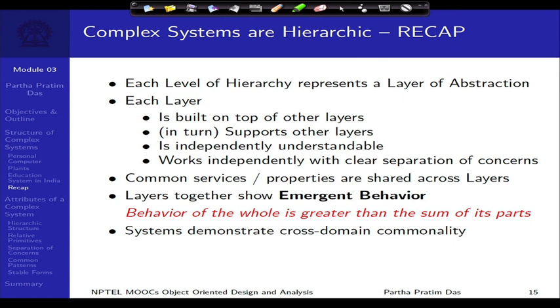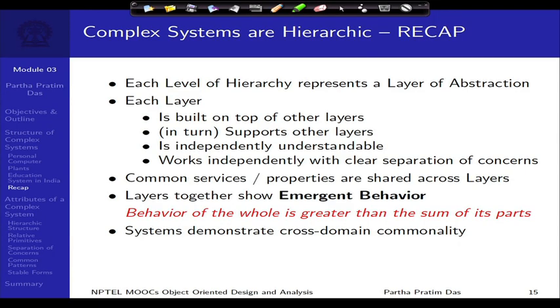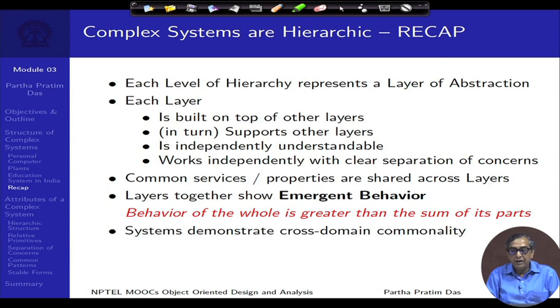To summarize, complex systems are hierarchical. This is a major observation we are making, and it has multiple layers or levels of abstraction, and the levels of abstraction are interrelated. Every level supports the higher level and is supported by the lower level. Every level can be understood on its own. The different components in a level have separate concerns which can be independently studied. Put together, every level builds up a bigger functionality for the next level, and there is a lot of cross-domain commonality in these systems.